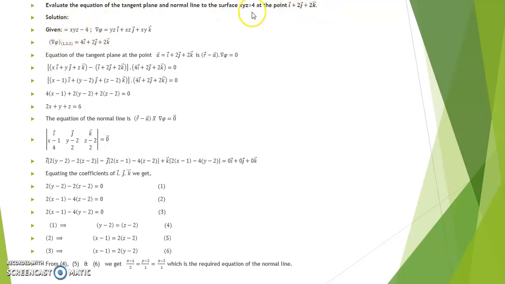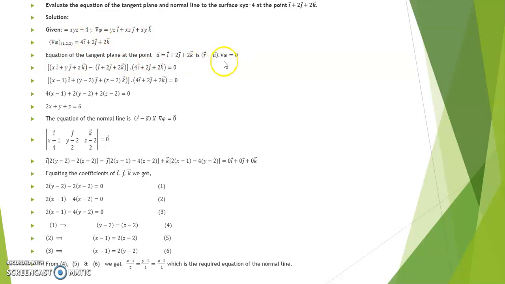So what is this? xyz is equal to 4. xyz minus 4, I'm just bringing it to the other side, right? That is called phi, because a term without vectors will be taken as phi. So del phi is equal to yz, operating... remember, what is del phi? Gradient phi. So operating del over this phi, I am getting this. And del phi at this point (1, 2, 2), I have substituted 2 in place of y and z, and for x I have substituted 1. This is what del phi is.